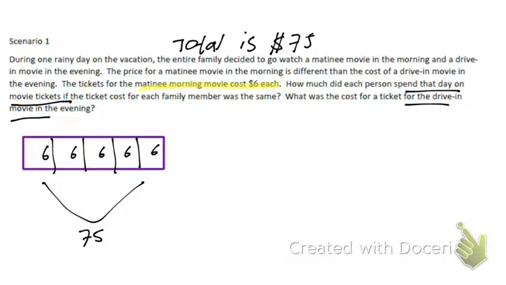So right here, they went to the matinee movie and then the drive-in. And again, you guys should be writing this down: the tape diagram and then the equations. We don't know how much the drive-in movie cost, so we put D for each of them, plus, right? They spent money for the drive-in and the movie in the morning. That cost $6.